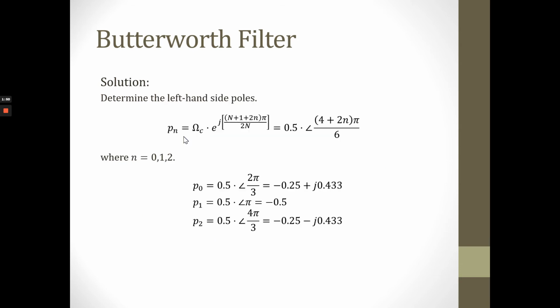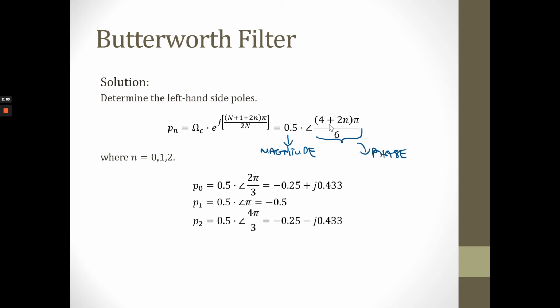The next step, we determine the left-hand side pole based on this formula. So this is the magnitude and phase. The magnitude is based on the value of omega c that we have selected from the previous slide, 0.5, and for the phase it is (n plus 1 equal to 4 plus 2n) multiplied with pi divided by 6.